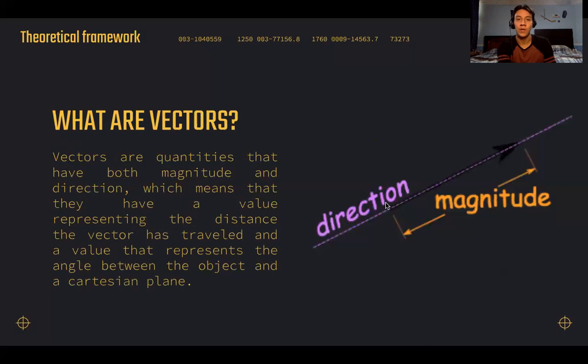First of all, what are vectors? Vectors are quantities that have both magnitude and direction, which means they have a value representing the distance a vector has traveled and a value that represents the angle between the object and the Cartesian plane. I'll go into details in the next slide.